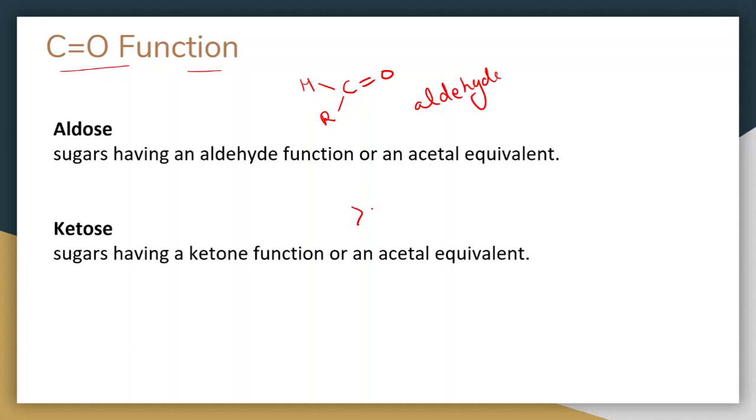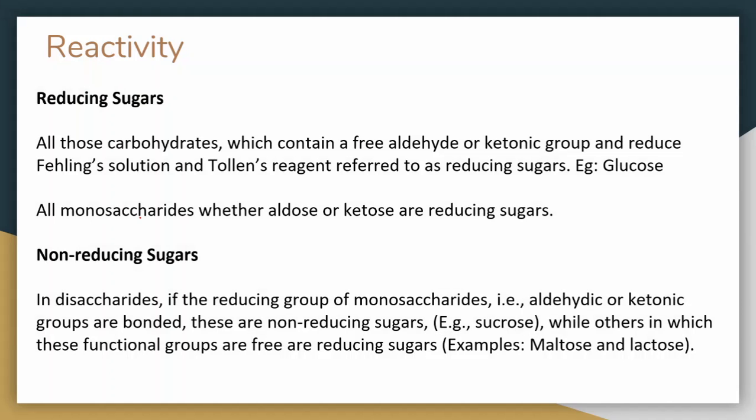And in case of ketone, it has both the R groups attached to the carbonyl carbon. So this is ketone. Sugars having aldehyde groups are called aldose sugars. Sugars having ketone functionalities, ketone group, are called ketose sugars.